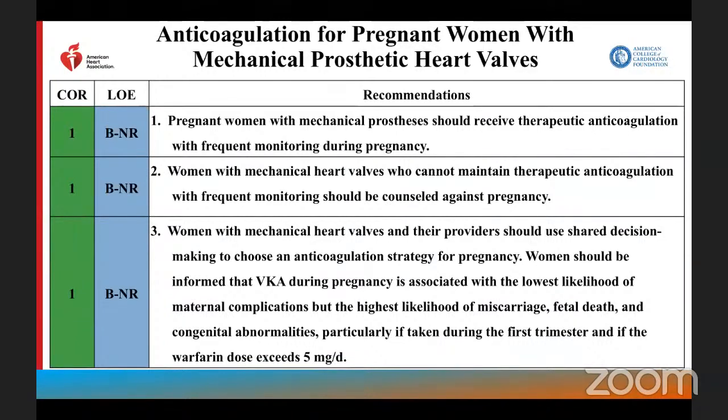Women with mechanical heart valves and their providers should use shared decision making to choose an anticoagulation strategy for pregnancy, and women should be informed that vitamin K antagonist during pregnancy is associated with the lowest likelihood of maternal complications, but the highest likelihood of miscarriages, fetal death, and congenital abnormalities, particularly if taken during the first trimester and if the warfarin dose exceeded 5 milligrams per day. It's a class 1.